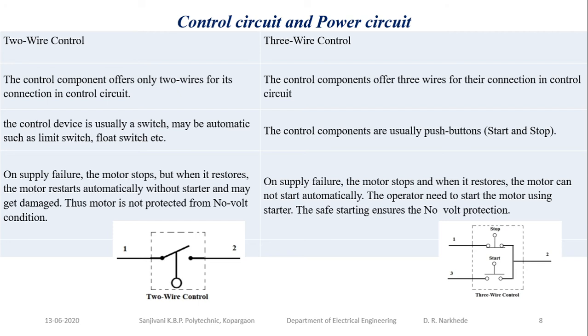But for the control wiring, the conductor size is irrespective of the load. Then for the control circuit and power circuit, again we are going to discuss two things: two wire control and three wire control. Basically, in two wire control we are going to use press and hold type switches. But when you use press and hold type switches, a safety related issue will arise. Take an example.